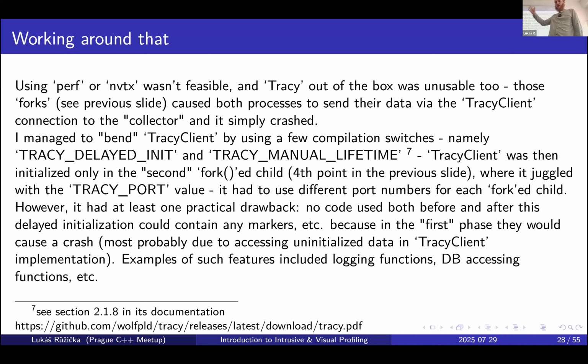If compiled with these, I was able to manually initialize Tracy later, because otherwise it's some kind of global variable at file-level scope, so it initializes even before entering main. With those flags, I was able to postpone the initialization of Tracy and initialize it only after the fork in the children. And if I was careful enough about where I put my markers, definitely not in code called as part of the initialization of the application, then it didn't try to touch the uninitialized queue or connection, and it didn't crash. So this is how I somehow bent Tracy to do the work.